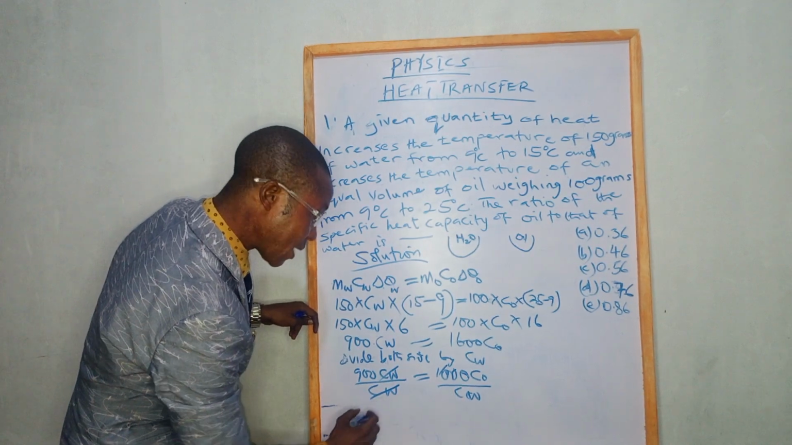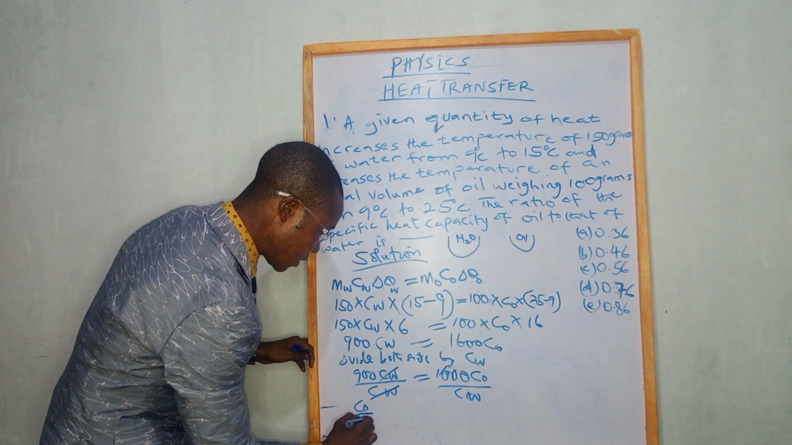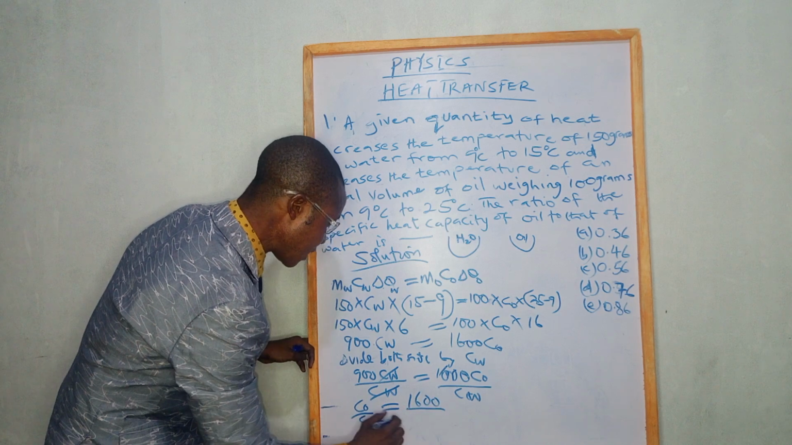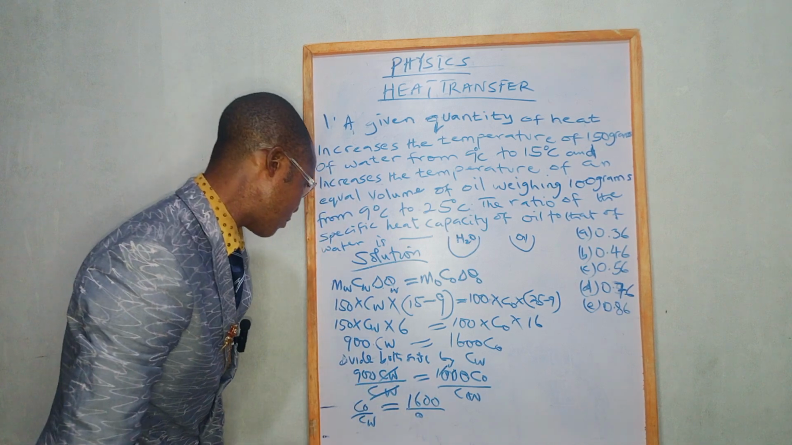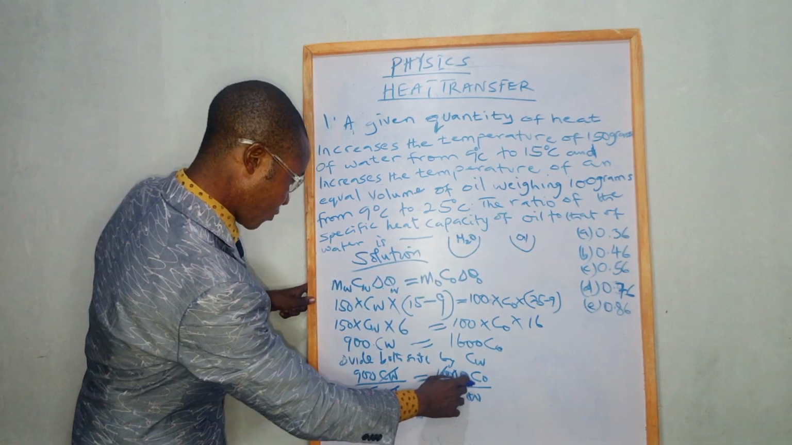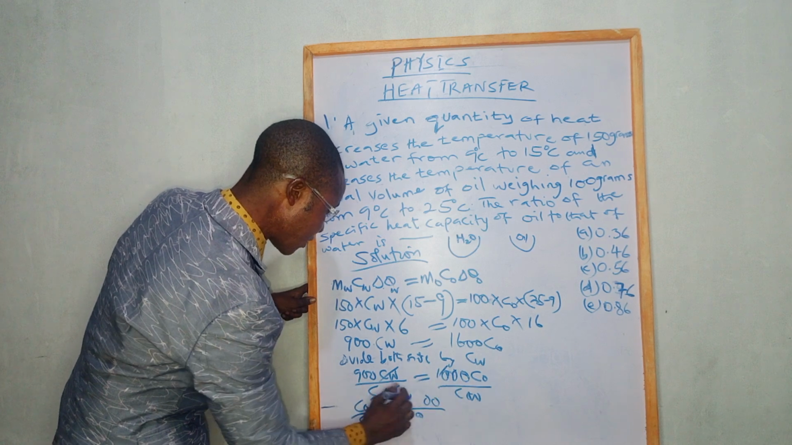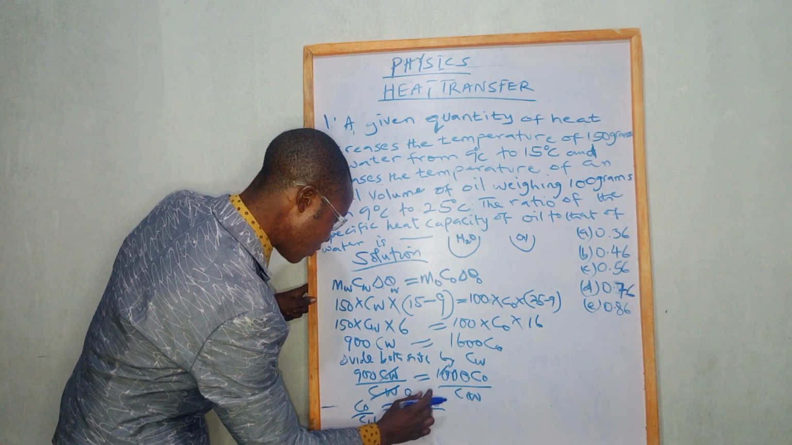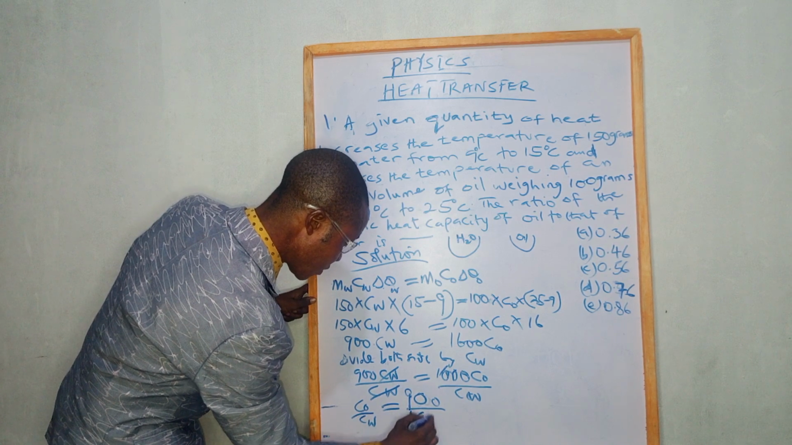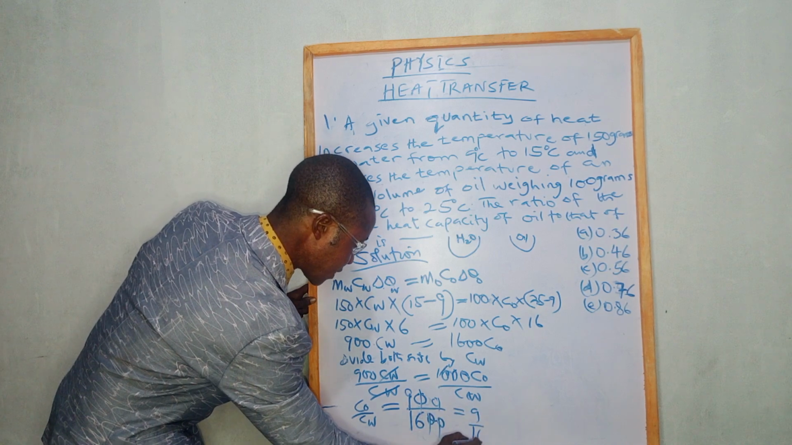Then you transfer this to this side, you have Co over Cw is equal to 900 over 1600. You transfer 1600 to this place, you have 900 over 1600. 0 cancels 0, and at the end of the day we have 9 over 16.